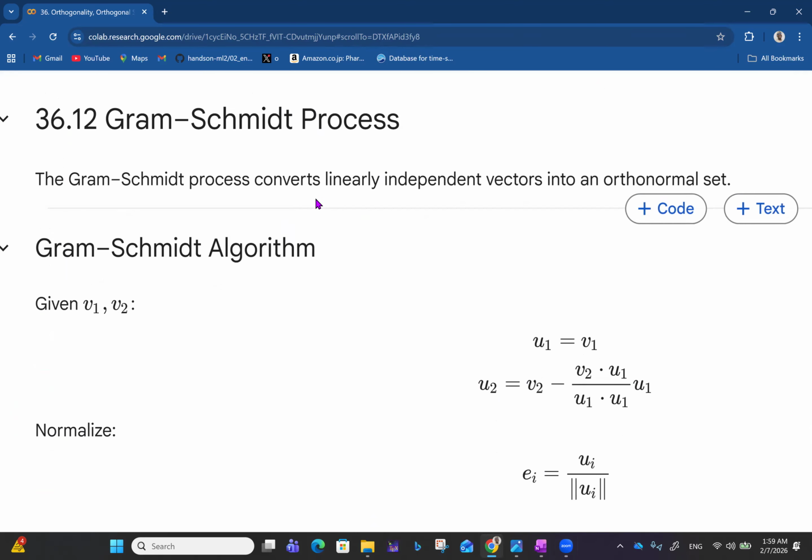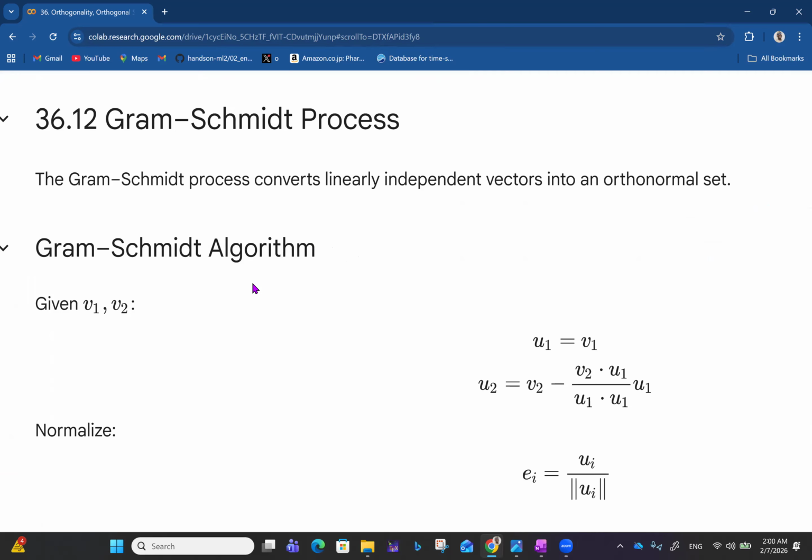So the Gram-Schmidt process converts linearly independent vectors into an orthonormal set, right? We already understand what linearly independent vectors are. It means no vector is a multiple of the other, no vector depends on the other. Orthonormal sets means they are orthogonal, and each has a norm of 1. So those are the vectors in that set, right?